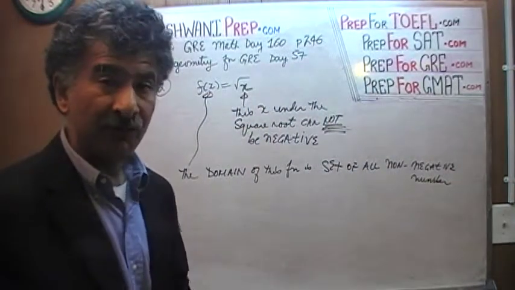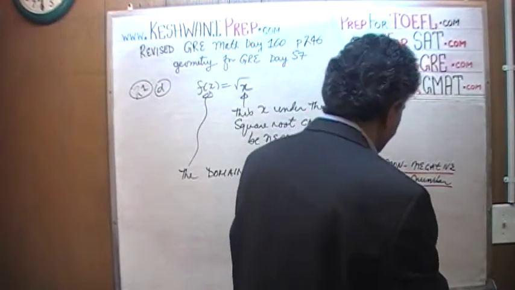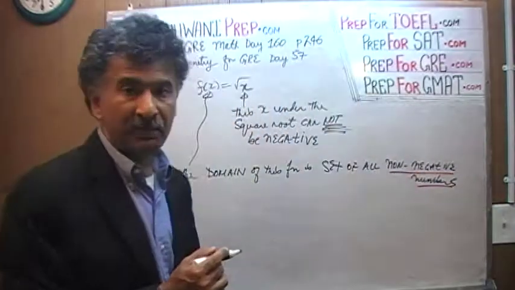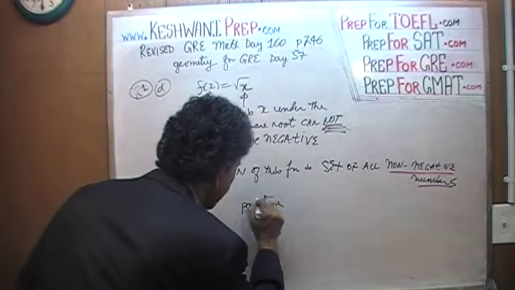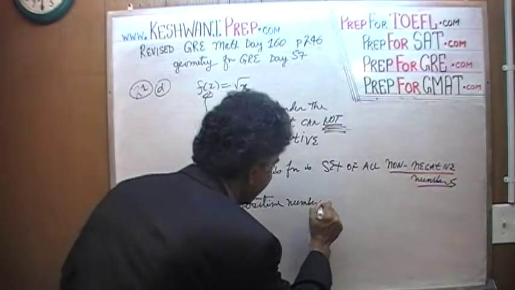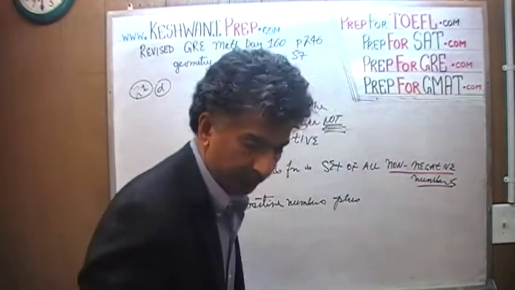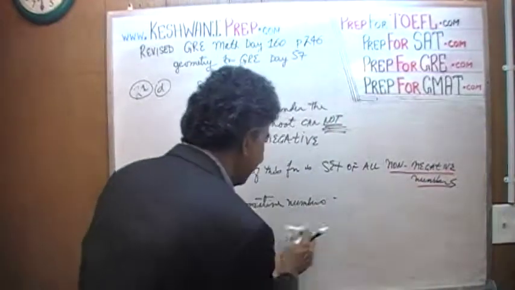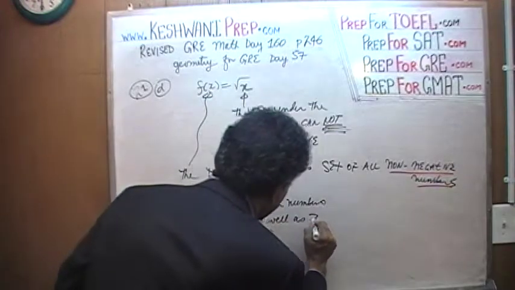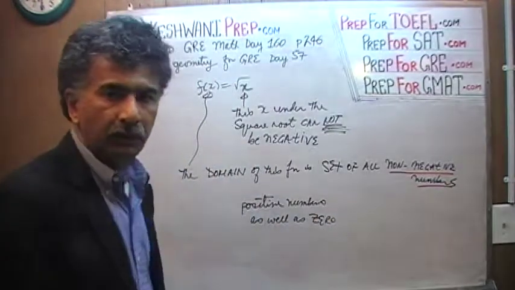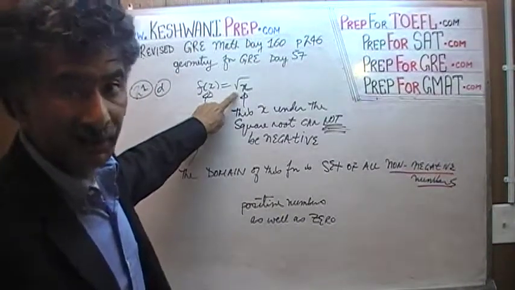Why don't they simply say positive numbers? Why do they have to say it in such a way, non-negative numbers? Because if you were to say just positive numbers, then you're going to have to also specify positive numbers as well as 0. You're going to have to specify it, because it can also be 0. It's okay for x to be 0, it just can't be negative.